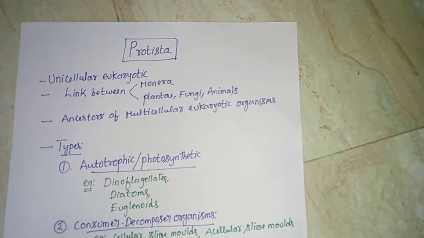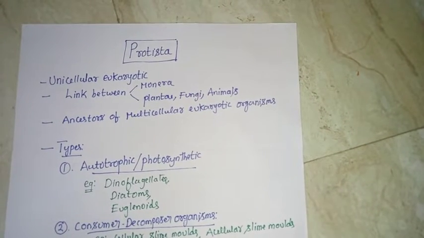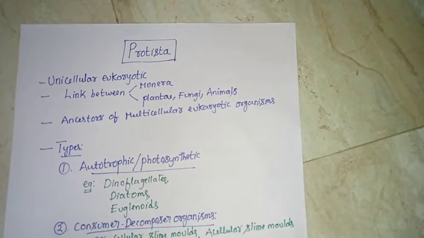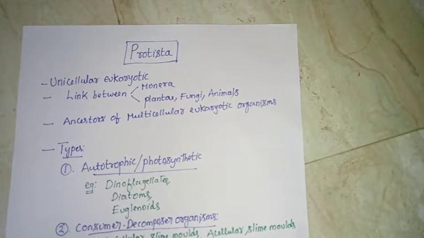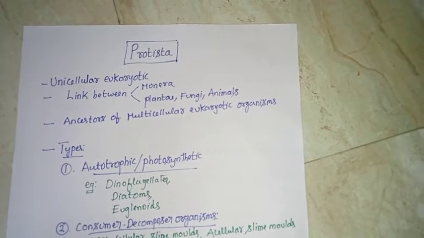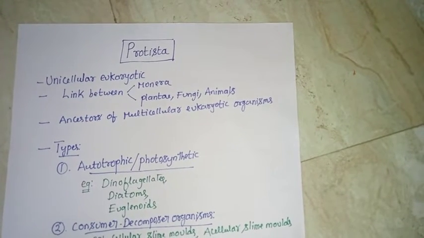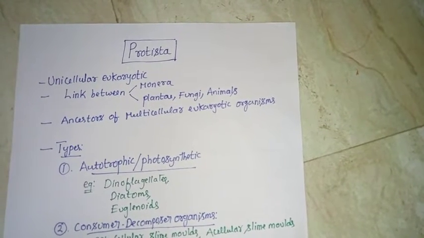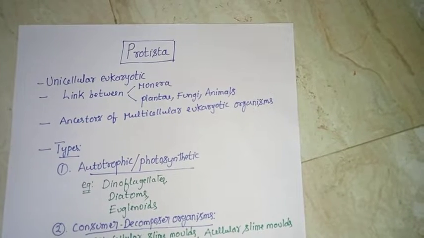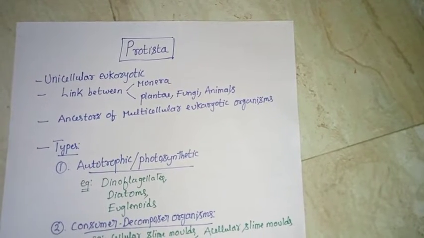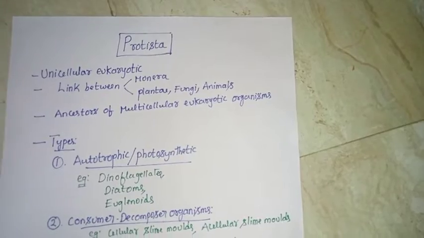Students, today I am going to teach you Protista. Protista is actually known as a unicellular eukaryotic organism. It also represents the link between the Monera, Plantae, Fungi and Animals. That's why it is also known as the ancestors of multicellular eukaryotic organisms.